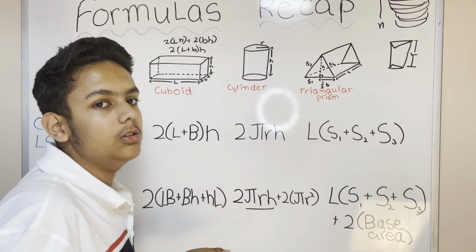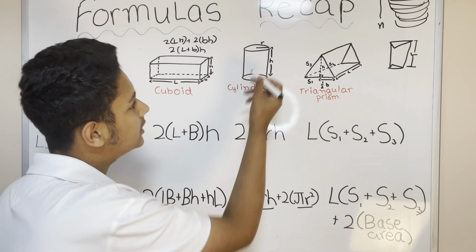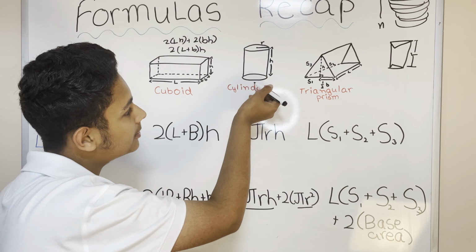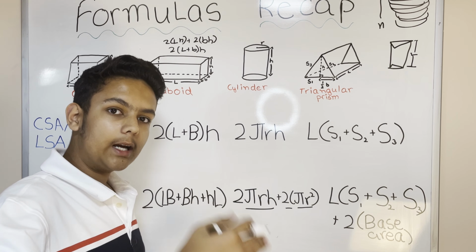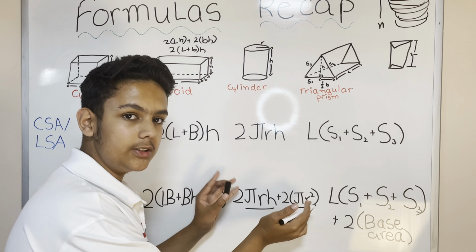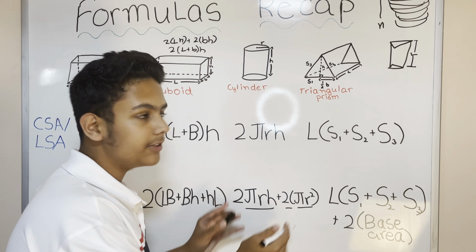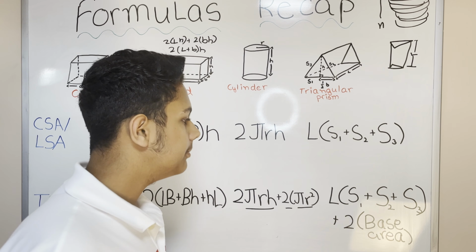Now we know the surface area of a circle is pi r squared. Since there are 2 circles, one at the top and one at the bottom, we multiply by 2. So 2 times pi r squared, and then we add them. This is our total surface area for a cylinder. It looks a bit complicated, but when you practice all the questions that we're going to do, it's going to be easy.